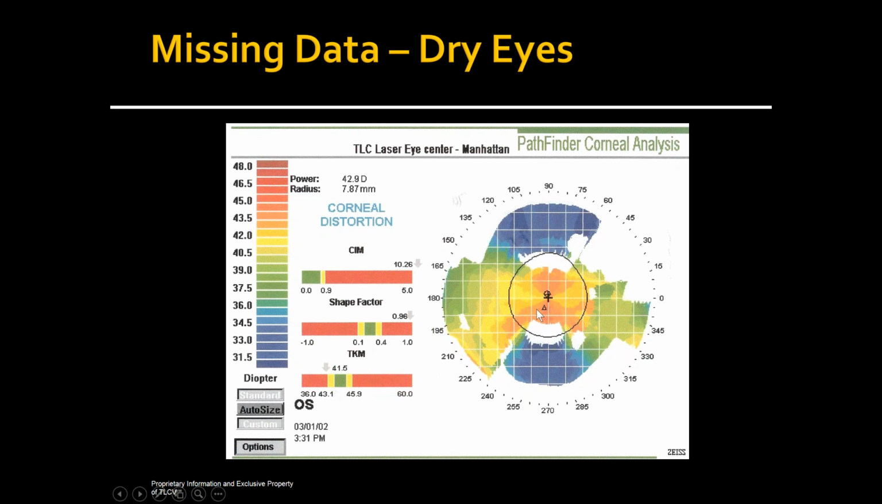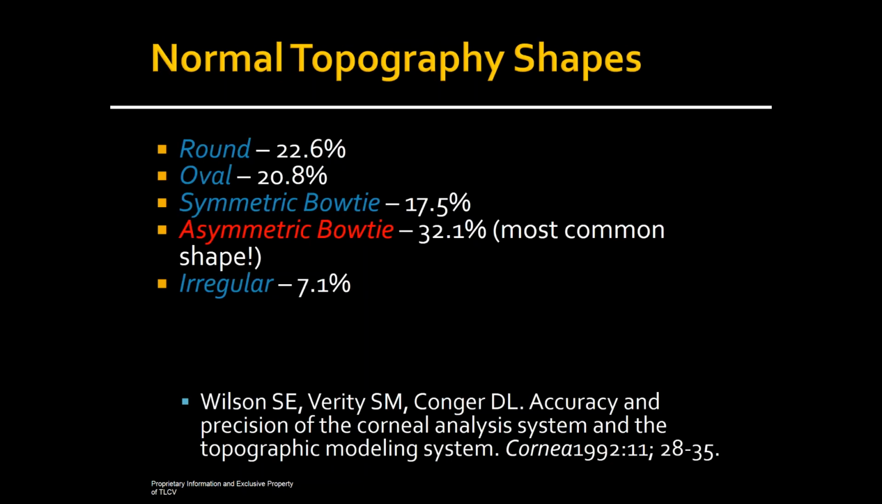So again, having a good stable tear film is key to having good Placido disc topographies. So what's important when you look at Placido disc topographies? Well, the first thing in my mind always is what is the shape of the topography? And there's lots of ways to look at shapes.